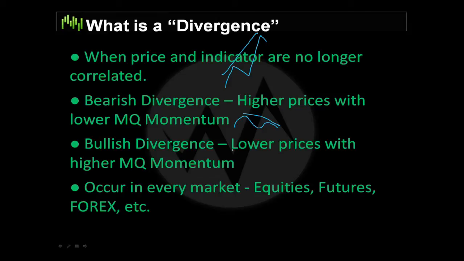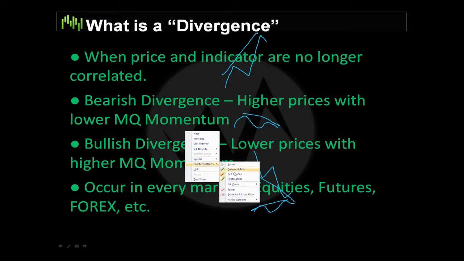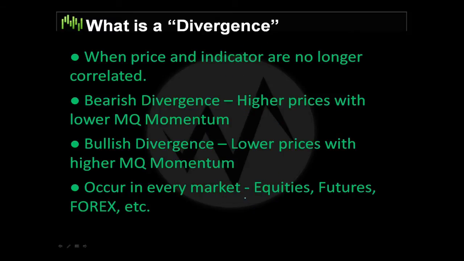A bullish divergence is the exact opposite. Prices put in a lower low, but your indicator puts in a higher low. Okay, so indicator's going higher, market's going lower. That's a bullish divergence. Now, divergences happen in every market out there, and I've traded them in every market, including equities, futures, forex, etc. Any over-the-counter market, you're going to find divergences.